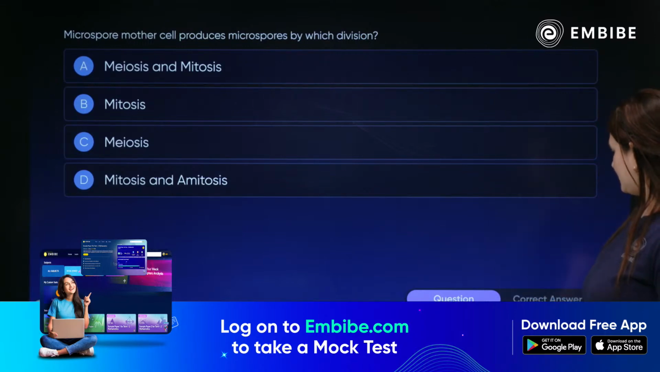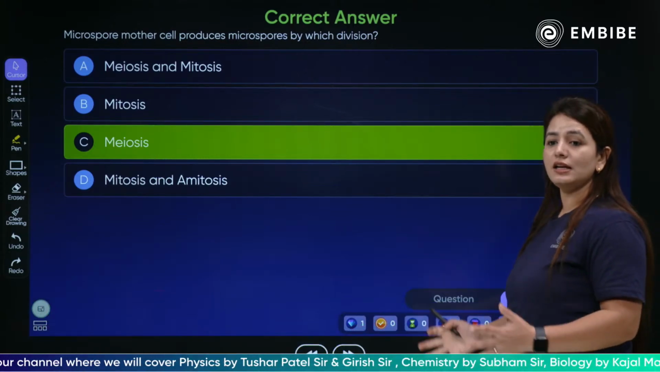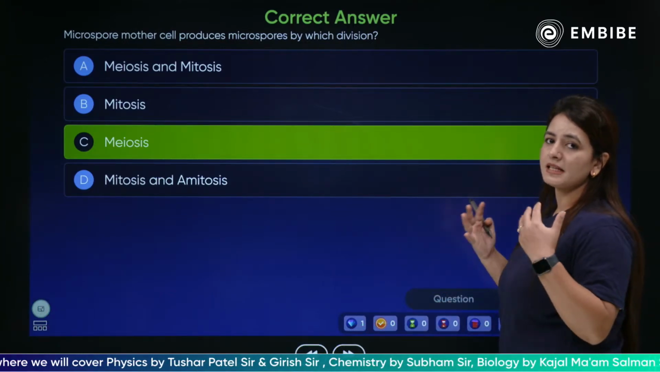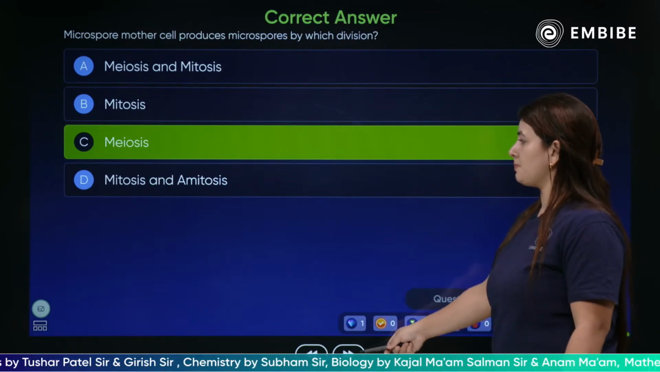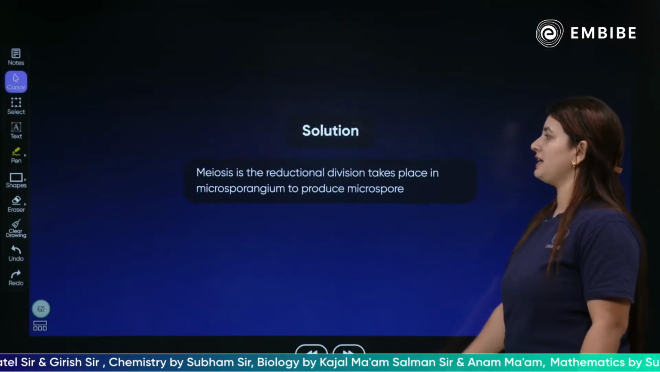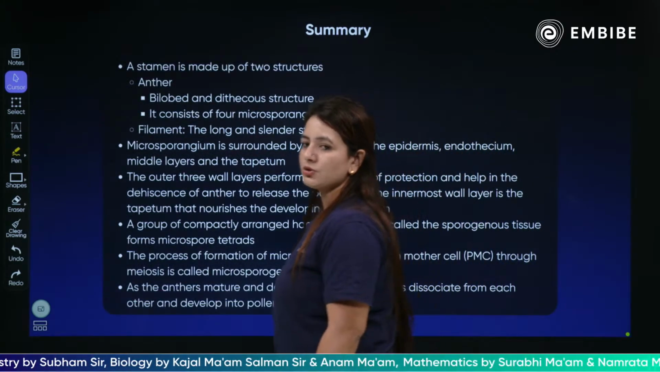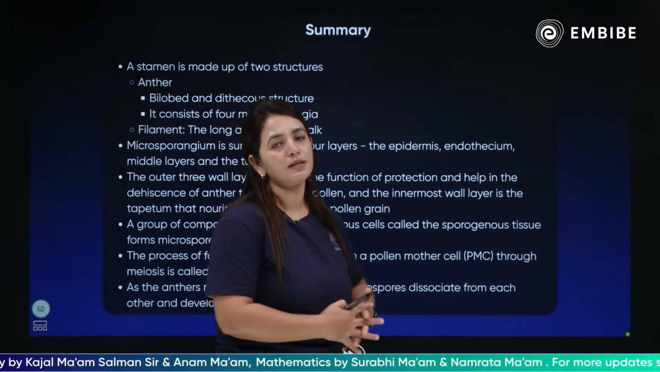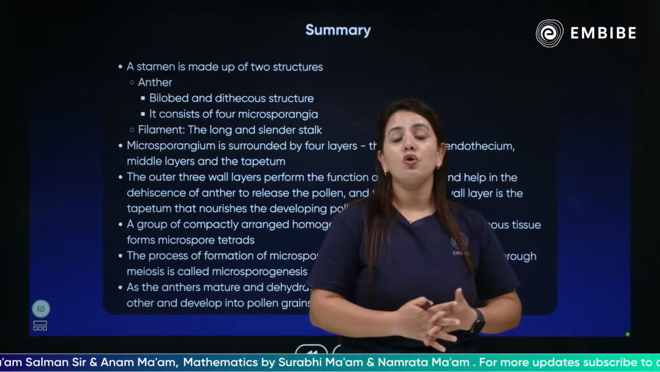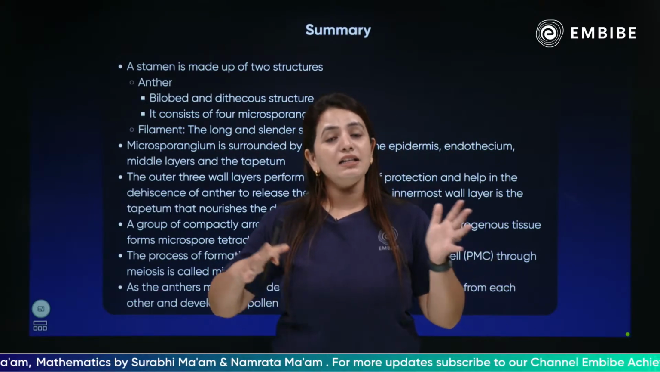Very simple, children. Yes, through meiosis, because that is the reductional division which is taking place in the microspore mother cells, creating the pollen grains which are haploid. Very easy. So children, this brings us to the end of this session. We have studied the structure of the stamen. You know that the stamen is divided into 2 parts, the anther and the filament.